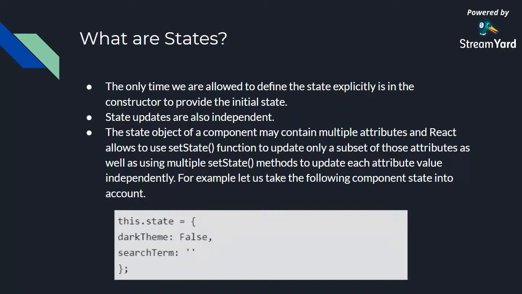If you have multiple setState methods for each variable or each state, React ultimately combines them itself in the background and then updates all the states in one go. So if you use multiple setState methods, or if you use one setState method for multiple state values, it works just the same. So we can say that the state updates are independent of how you update them. It will altogether update them in one go.